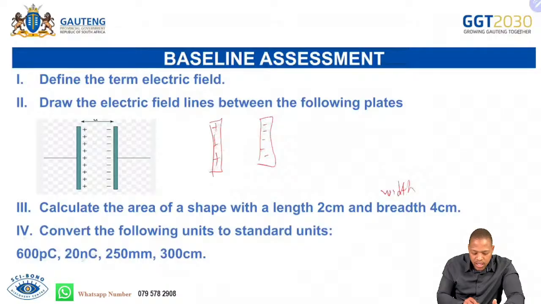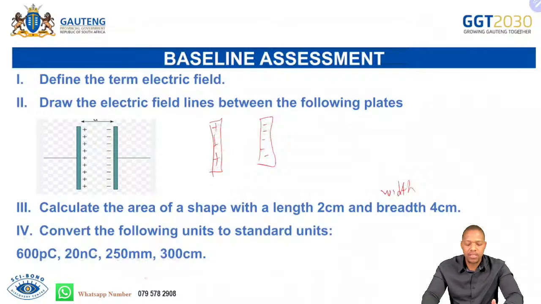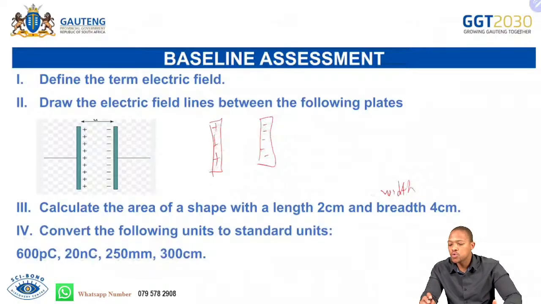20 nC here, that is nanocoulomb. That's again charge, right? 250 millimeters, that's distance. Okay, 300 centimeters, again, that is what? That is distance. Okay, right. The conversion of area will be done here from square centimeters to square millimeters.